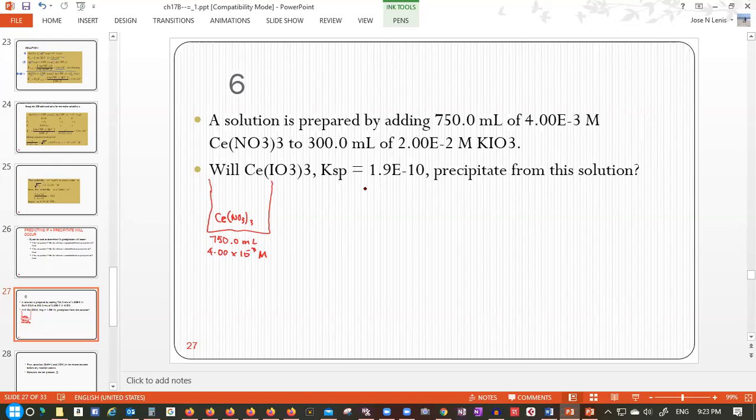In beaker 2, we have 300 mLs, of the concentration 2.00 times 10 to the negative 2 molar of potassium iodate, KIO3. So we're going to prepare a solution using these two solutions.